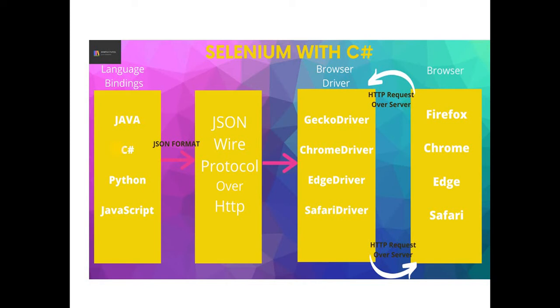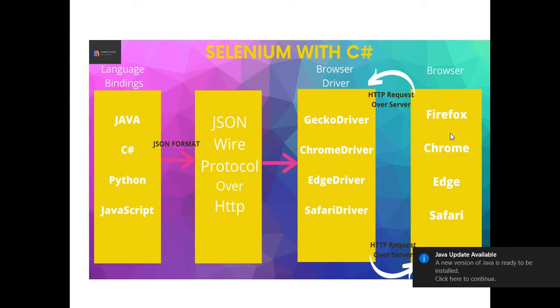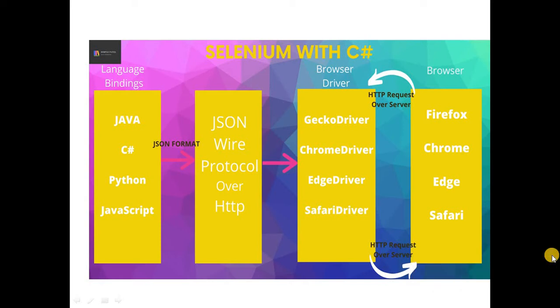Now what is JSON? That is JavaScript Object Notation. So this wire protocol receives your Visual Studio scripts or your Java scripts in the form of JSON format. We know that in C# we write driver dot navigate to go to a URL, but how is that command converted over HTTP? That single line is converted into the JSON format and passed to the JSON wire protocol.